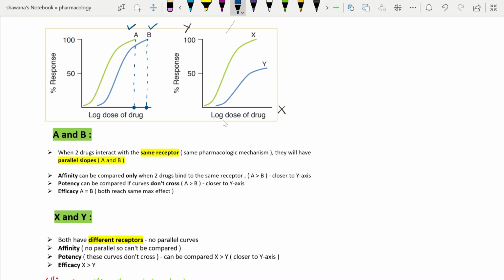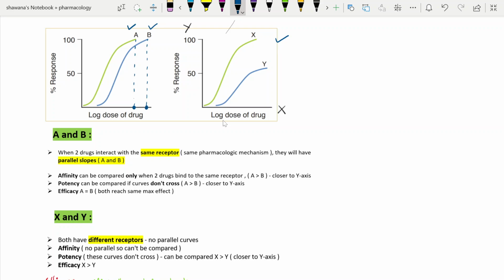They have different receptors. They don't have the same receptors, so their curves are not identical. We are not seeing parallel or identical curves in this second diagram, right? So can we compare the affinity of these two? No, we cannot, because the rule for affinity was that the curves should be parallel or identical to each other. We cannot compare the affinity of X and Y.